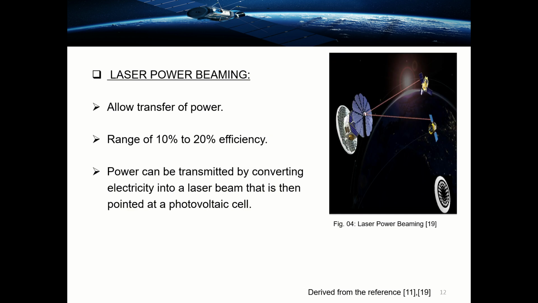The next type is laser power beaming. Laser power beaming allows transfer of power. The laser power beaming efficiency ranges from 10% to 20%. Power can be transmitted by converting electricity into a laser beam that is then pointed at a photovoltaic cell.